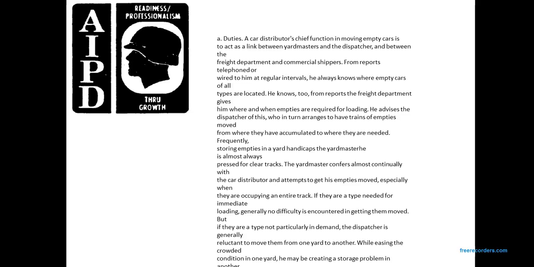He is also aware of the need for clear tracks. The yardmaster confirms continually with the car distributor, attempting to get the empties moved, especially those occupying the entire track. The type needed immediately for loading generally presents no difficulty in getting them moved, but the dispatcher is reluctant to move empties from one yard to another, easing the crowding in one yard while creating the storage problem of another.